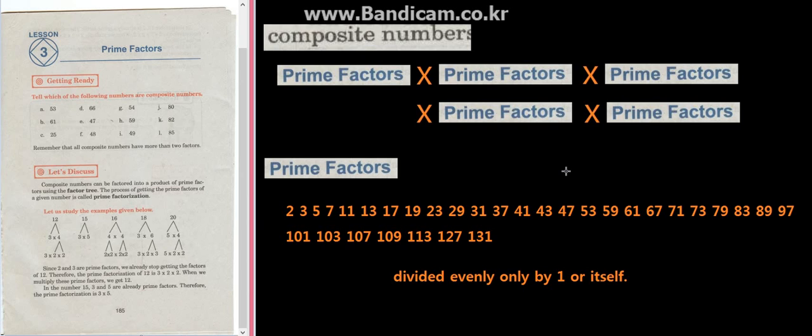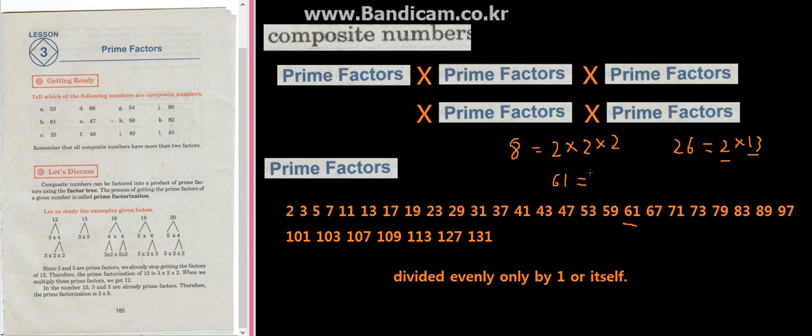For example, 8 is a composite number because it can be expressed as 2 multiplied by 2 multiplied by 2. And 26 is also a composite number because it can be expressed as 2 multiplied by 13, which is 2 prime factors. But a number like 61 isn't.